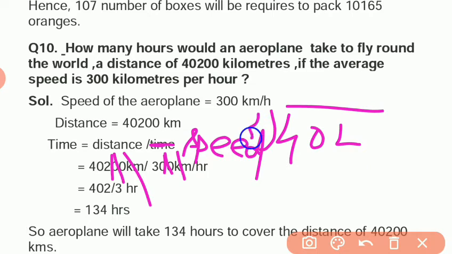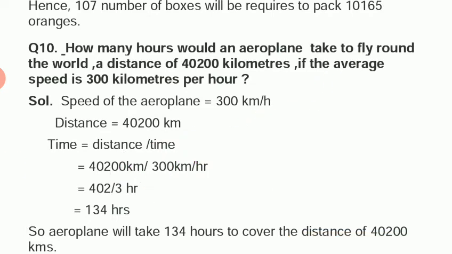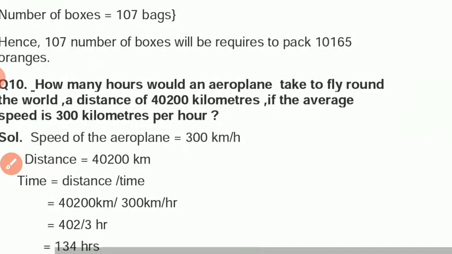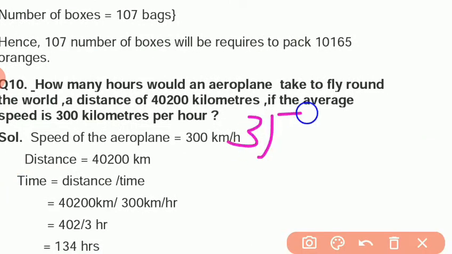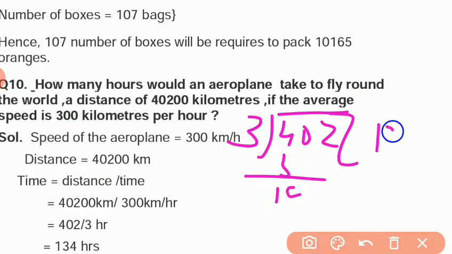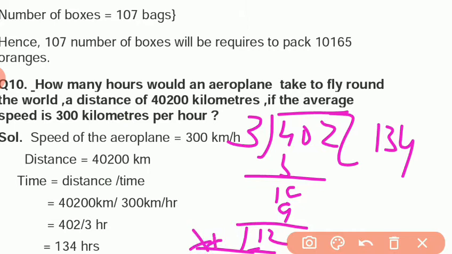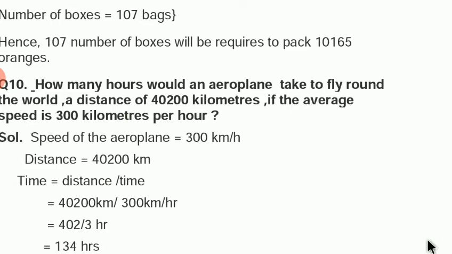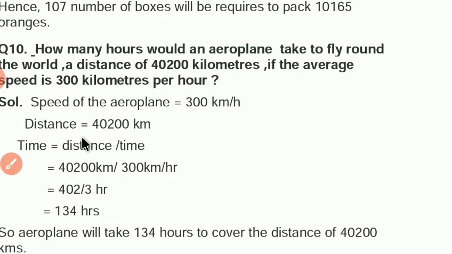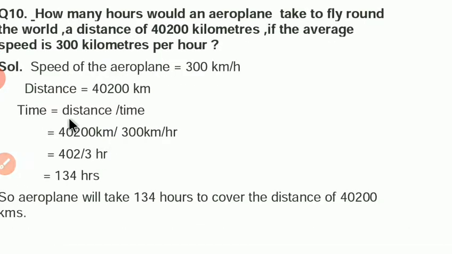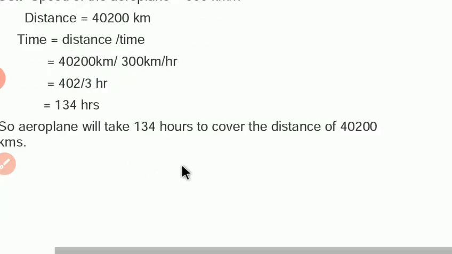You can divide like this. So 3 ones are 3, then again 3 3s are 9, and here left 12. So 3 4s are 12. It means you will get the remainder 0. So the answer is 134 hours an aeroplane will take to cover a distance of 40,200 kilometer. Directly by using the formula of time is equal to distance upon speed, we can find it.